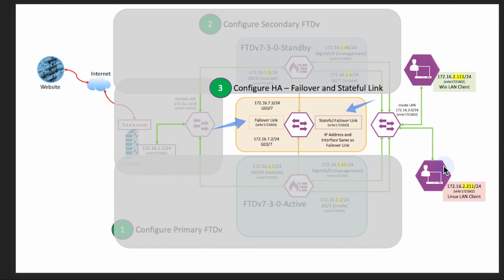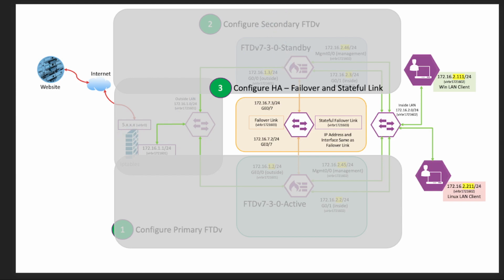Failover makes sure that if the active device or the interfaces on the active device fail, the secondary or the standby device will kick in. And the stateful failover link is to help you maintain the state so that most of the applications don't get impacted while the failover happens.